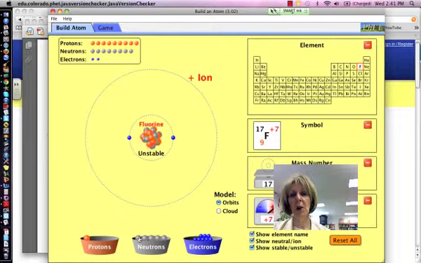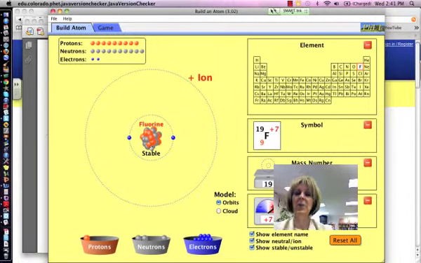So an isotope is an atom that has the same number of protons but a different number of neutrons. So this is an isotope of fluorine that weighs 17 AMUs. Here is an isotope of fluorine that weighs 18 AMUs. Here is an isotope of fluorine that weighs 19 AMUs, and that particular isotope is stable. The other isotopes would be radioactive because they're unstable.